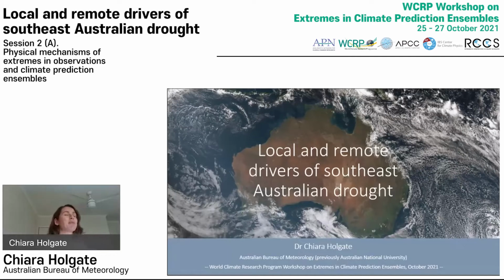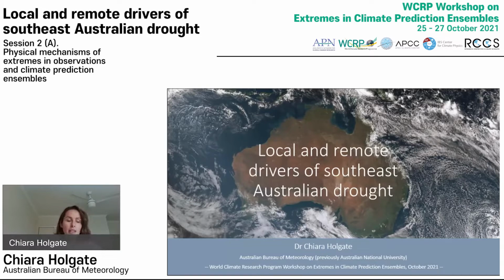Thank you very much. So as I was saying, today I'll be talking about the local and remote drivers of Southeast Australian drought, but I want to point out that the analysis framework I'll talk about here is really applicable to other regions of the world similarly affected by local and large-scale drivers as well. Today we'll be looking at this from a moisture transport perspective.